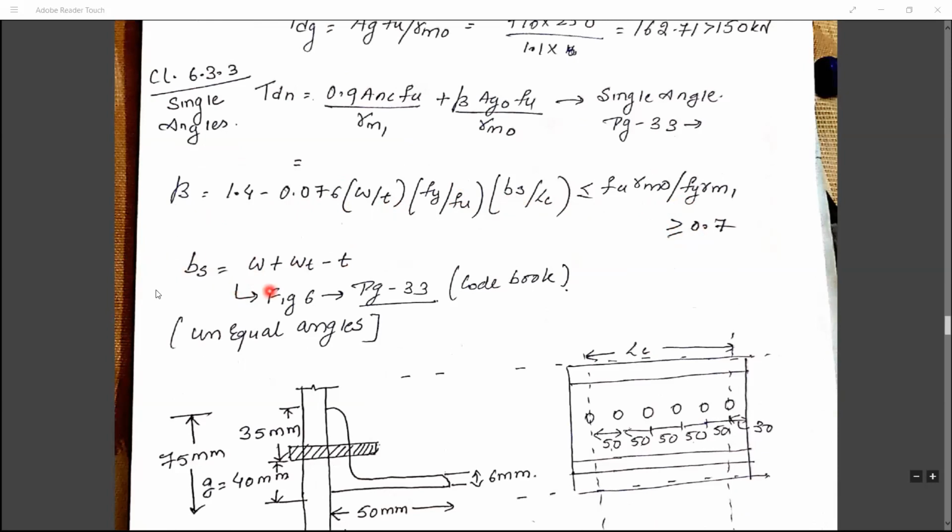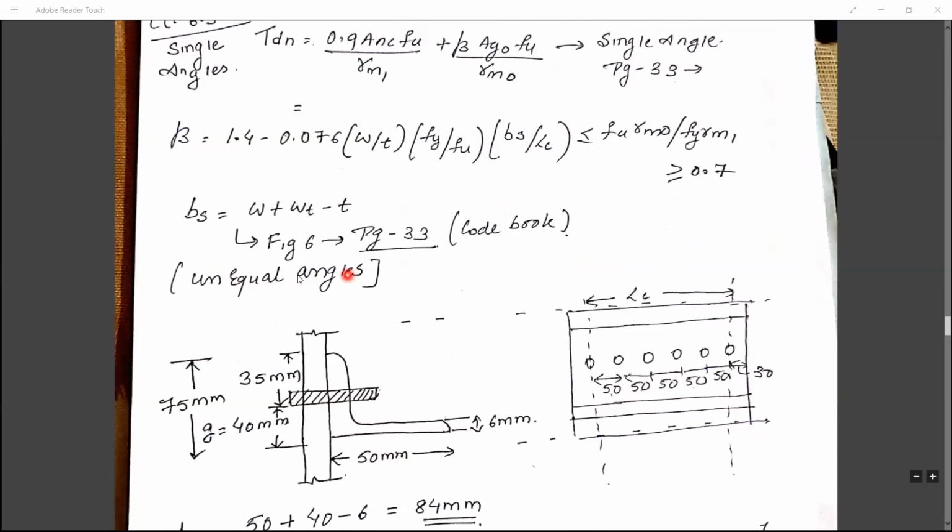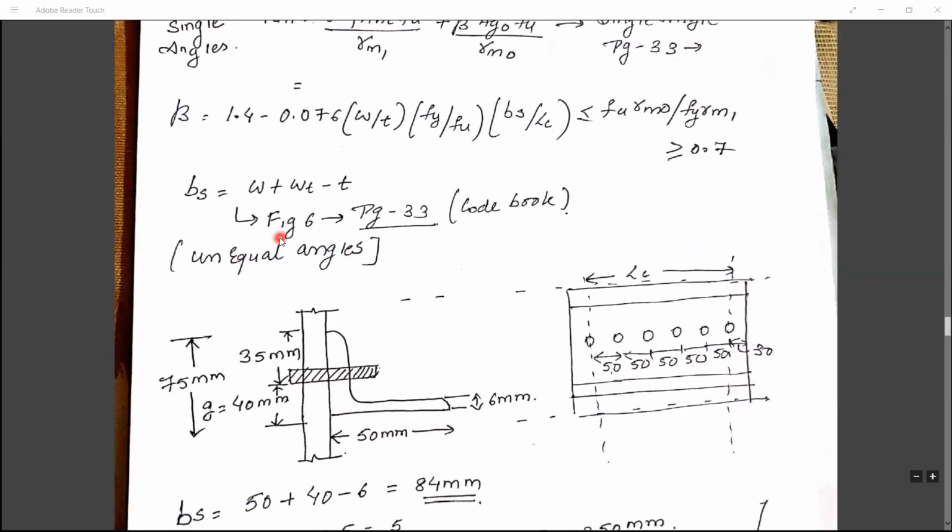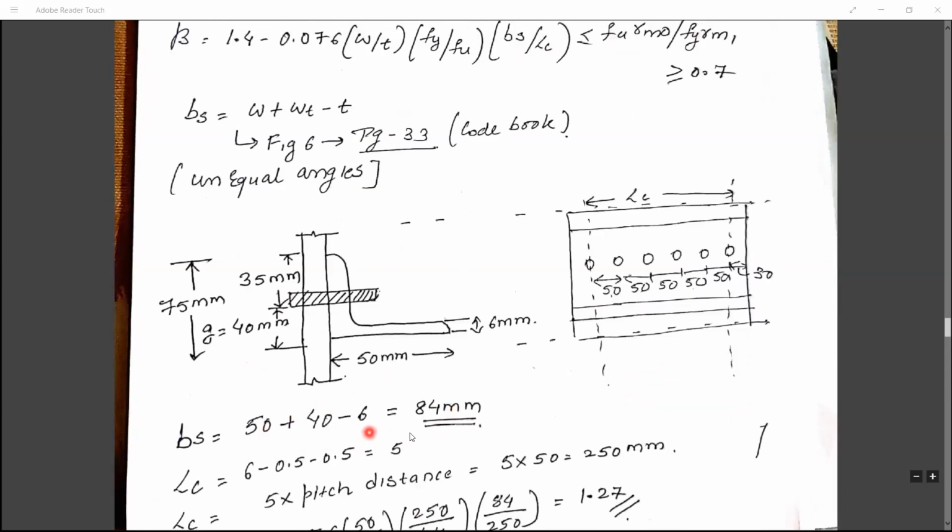So just you see that this is for single angle section, that is bs is equal to w plus w1 minus t. What is w here? If you go to figure number 6, page number 33, you will find it. So this is nothing but our end distance, 1.5 times d naught, whatever we got, that is end distance, that is 33 mm. So we have taken it as 35 mm. So 75 minus 35 will be nothing but 40 mm. So this is nothing but our outstanding leg 50 mm. This is the thickness 6 mm. So bs is equal to 50 plus 40 minus 6, that is 84 mm.